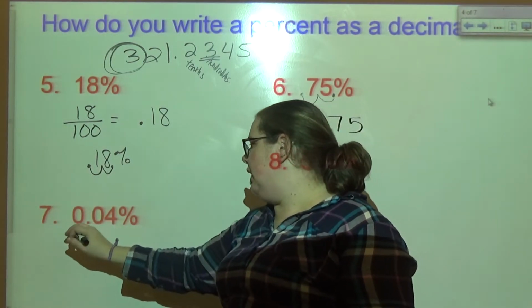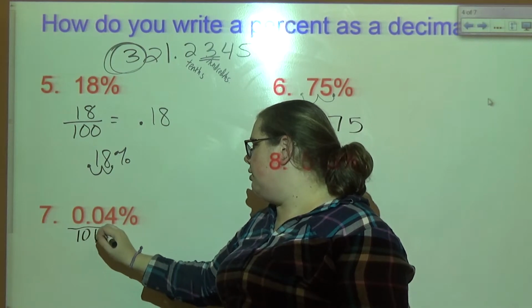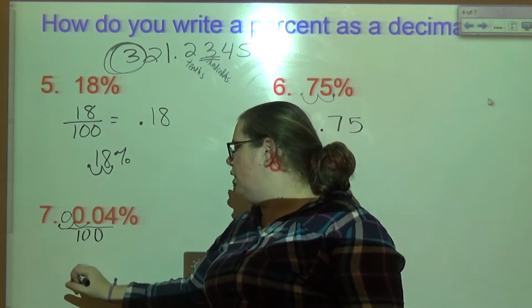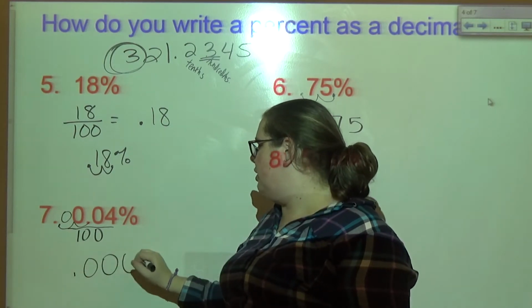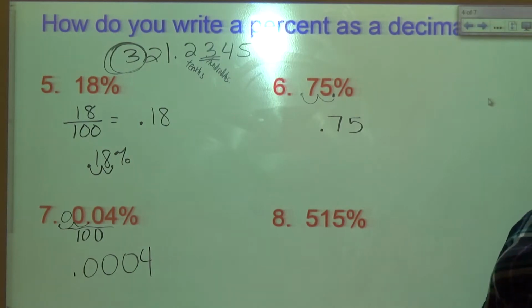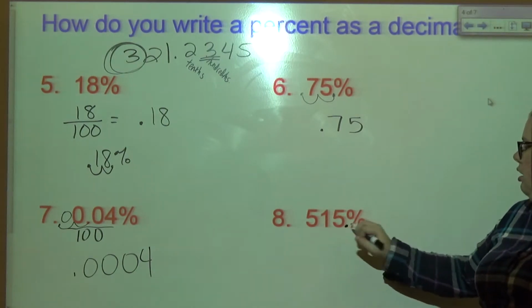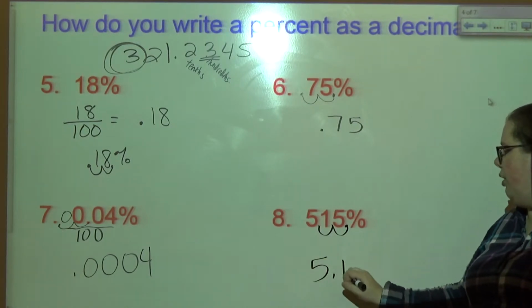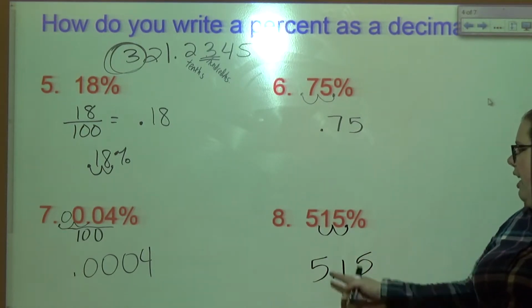Making my number really even smaller than it already is, so move it once, twice, 0.0004. 515. Move it twice. 1, 2, 5.15. And don't leave it like this.